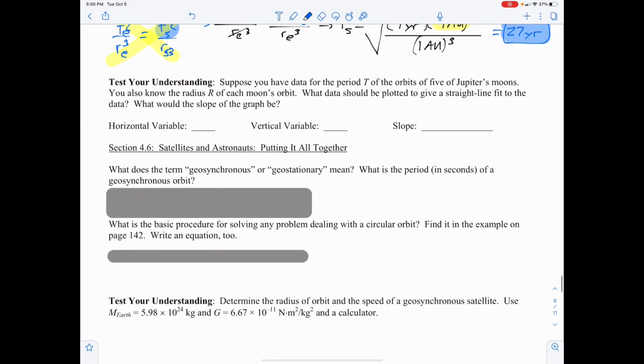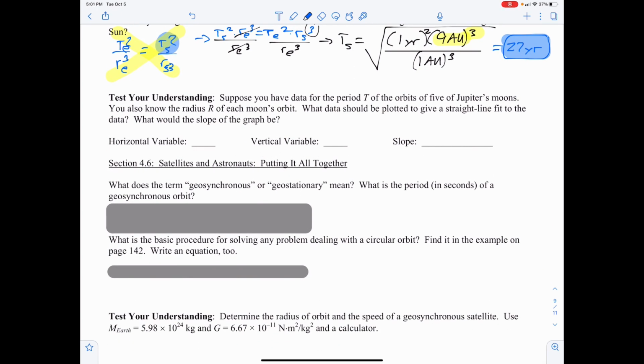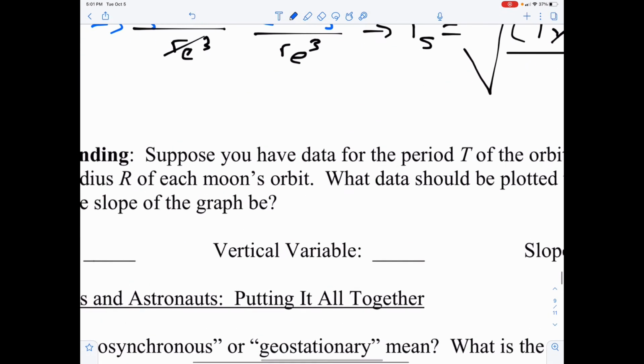Test your understanding. Suppose you have the data for the period T of the orbit of 5 of Jupiter's moons. You also know the radius of each of the moon's orbits. What data would you need to plot in order to get a straight line for this data, and what would the slope be? Well, we talked about this a few moments ago. Remember the idea that T squared over R cubed is constant, and that constant value was 4 pi squared over GM.